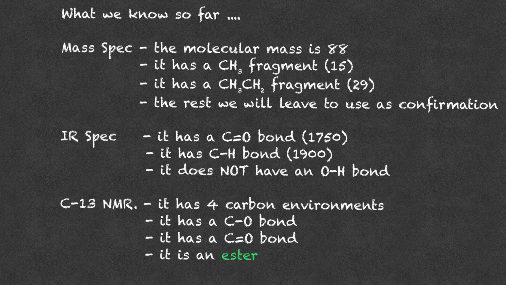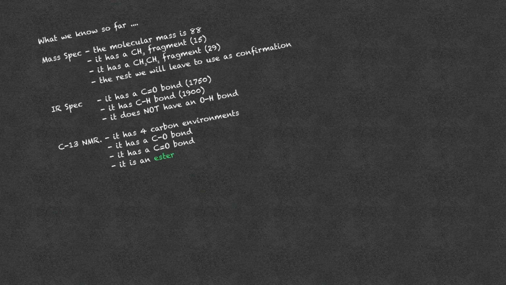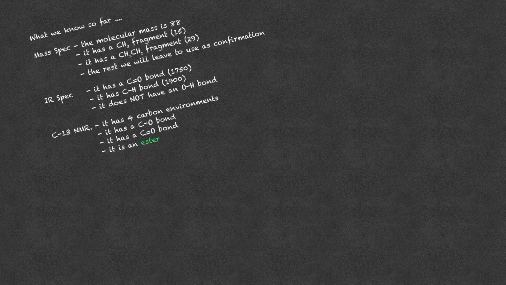So what we know so far is that the molecular mass is 88. We've got a CH3 fragment. We've got a CH3, CH2 fragment. We've got a C double bond O and a CH. We don't have an OH, so it's not going to be an alcohol and it's not going to be a carboxylic acid. There's 4 carbon environments, and we have a carbon-oxygen bond, a carbon double bond oxygen, and it is an ester. So we know it's an ester, but we've got to actually figure out which ester it is.